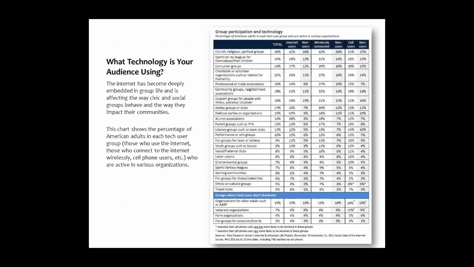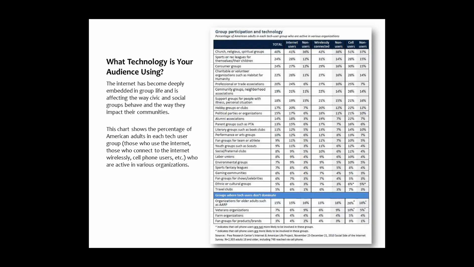So what technology is your audience using? I think this is really interesting because it shows how deeply embedded the internet has become in our lives. And what Pew did was they pulled out the organizations that people said that they affiliated with. And then they asked them, were they internet users? Are they wirelessly connected? Do they have cell phones?